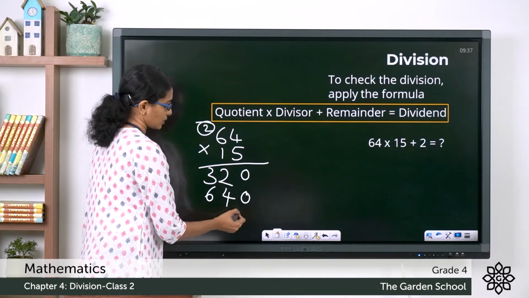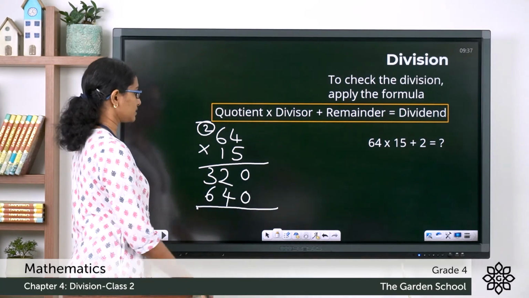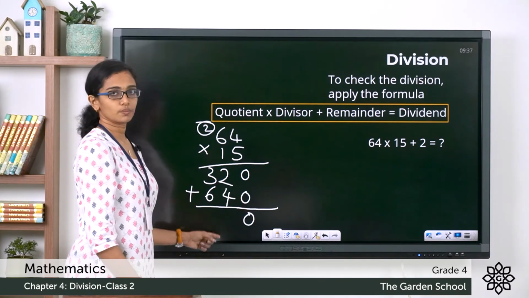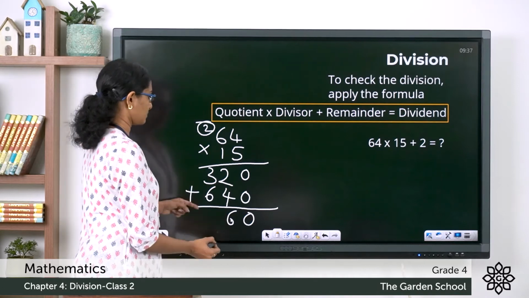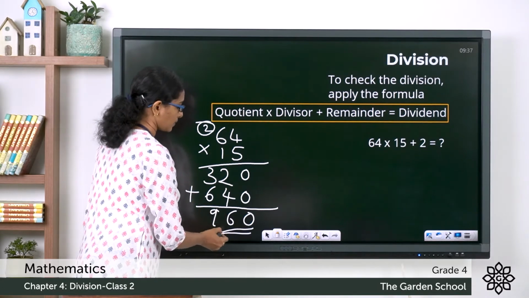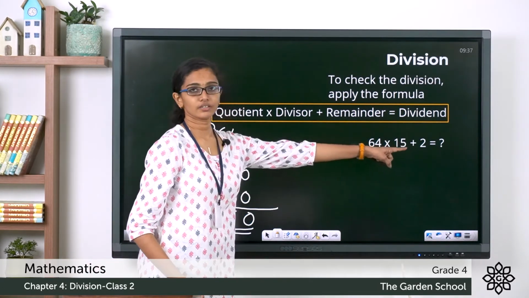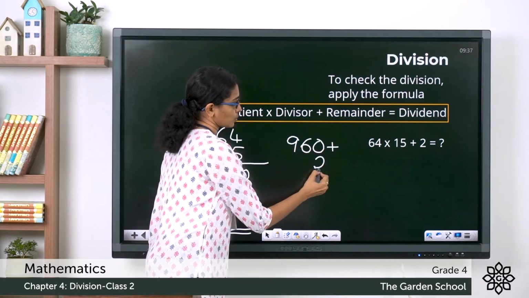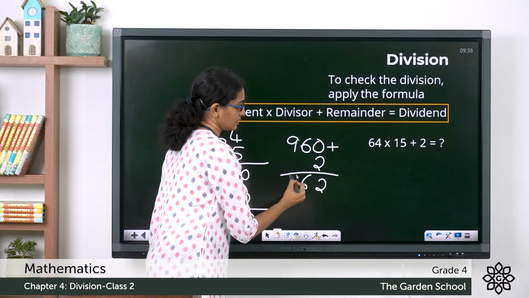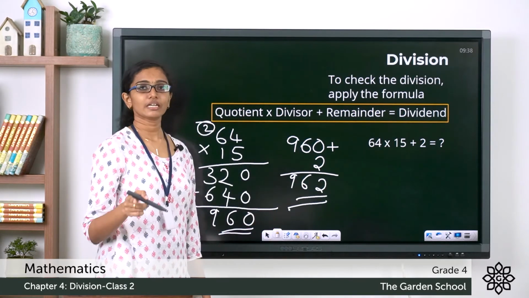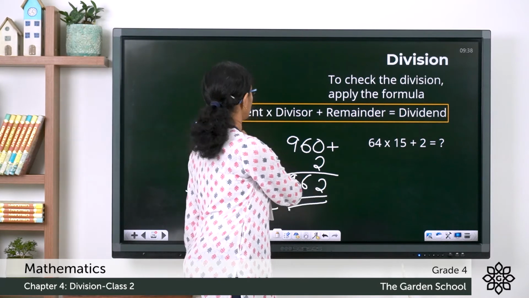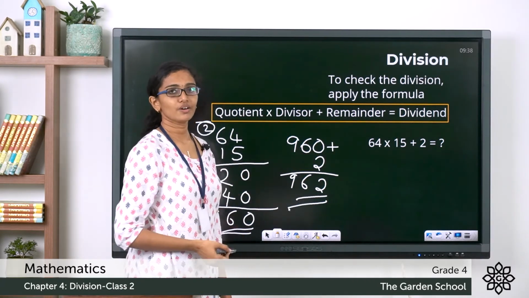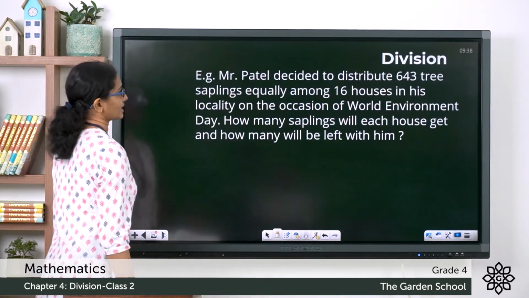Now, let's insert the zeros to correct the place values and the columns. Let's add these products together. 0 plus 0 is 0. 2 plus 4 is 6. 3 plus 6 is 9. So, there we have the product. Now, we have to add the remainder to this. So, 960 plus 2. It's 962, which was our dividend. So, the quotient into divisor plus the remainder gives you the dividend. So, we know that we did the division correctly.